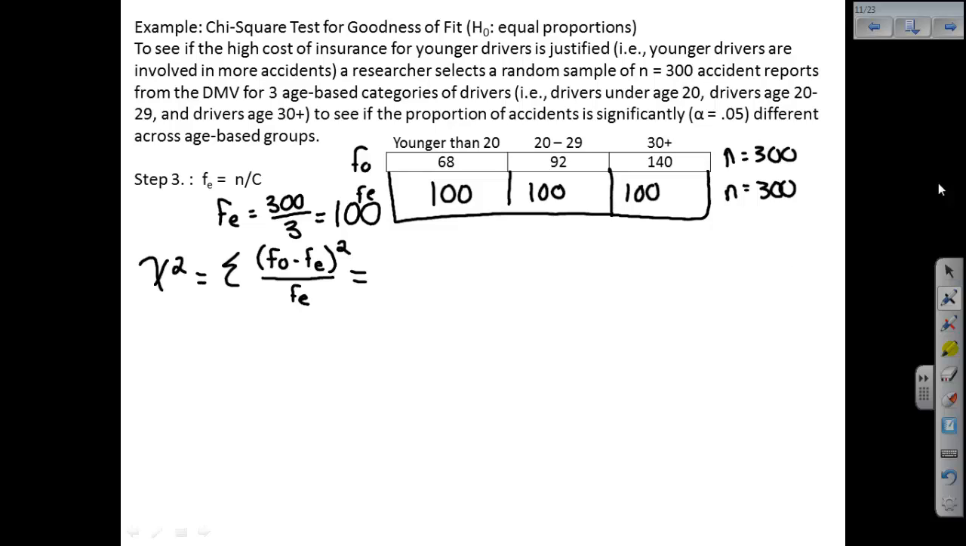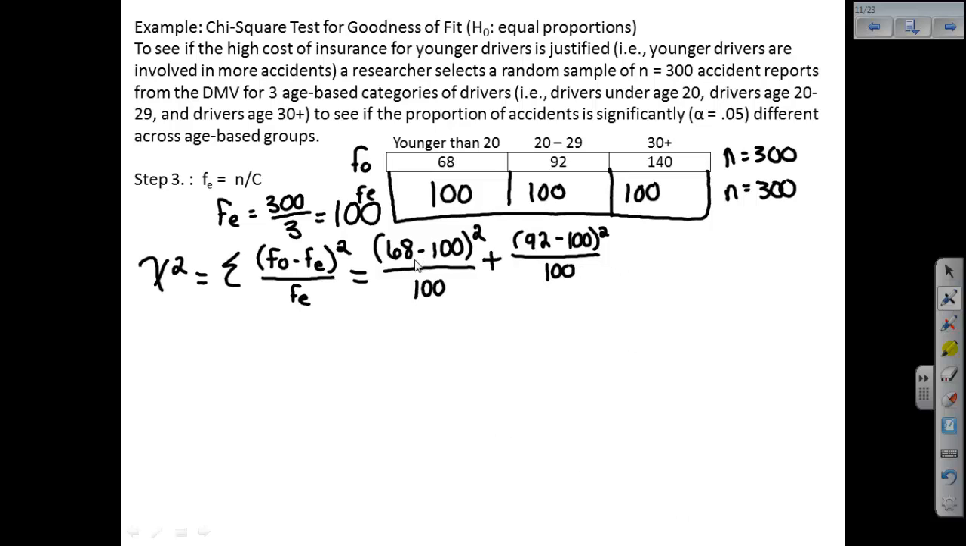Each frequency observed minus its respective expected frequency, that value squared, and all of that divided by the expected frequency for that group. The first frequency observed for younger than 20 is 68. Their expected frequency is 100. Square that whole thing, divided by 100, the expected frequency for that group. Plus, remember, we're going to sum all these together at the end. The observed frequency for the 20 to 29 group was 92. The expected frequency was 100. Square that, divide it by the expected frequency of 100. So you'll always have the same number here and the same number here.